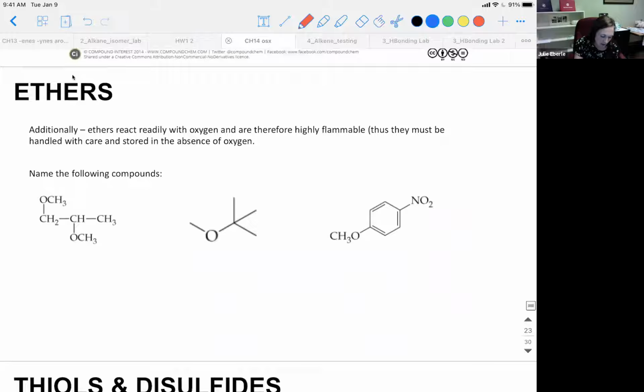Okay, let's name these compounds. Additionally, ethers react readily with oxygen, therefore highly flammable. So they must be handled with care and stored in the absence of oxygen. Okay.